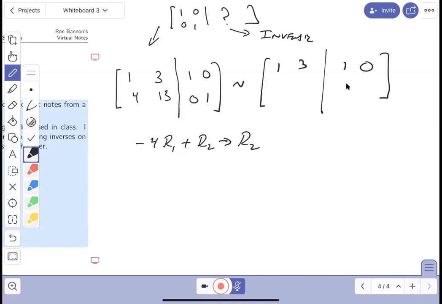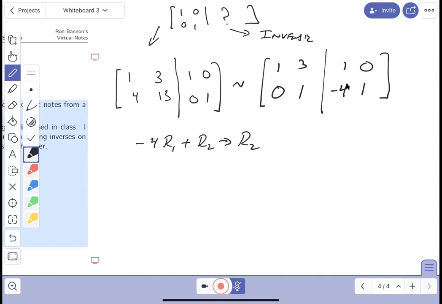But what am I doing? I'm doing minus 4 times row 1 and adding it to row 2. So this entry would be 0. All right. Now, minus 4 times 3 is minus 12 plus 13. That's 1. Okay. Now, minus 4 times 1 plus 0 is minus 4. And let's see, I'm sorry, did I say that right? Yeah, minus 4 times 1 is minus 4 plus 0 is minus 4. And then what do I get? Minus 4 times 0 is 0 plus 1 is 1.